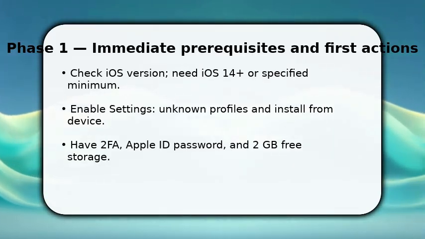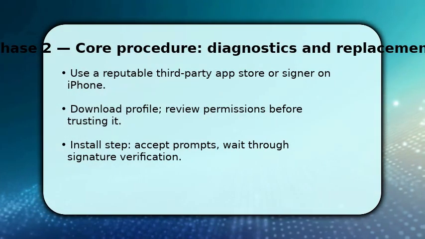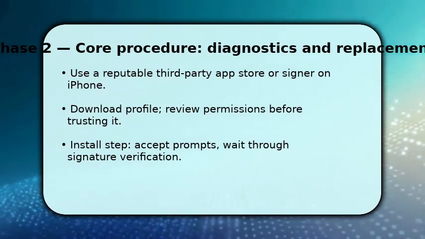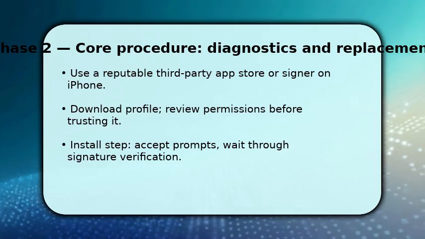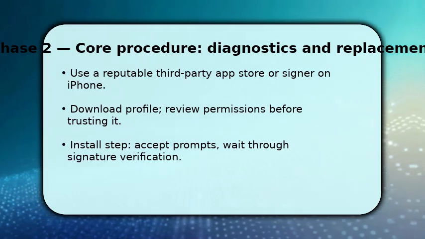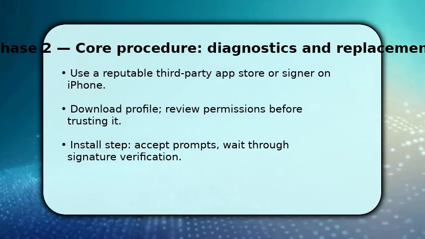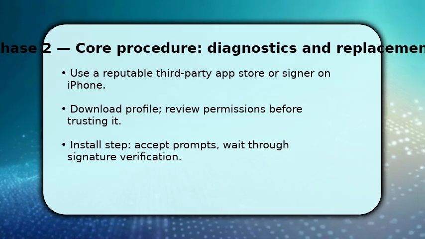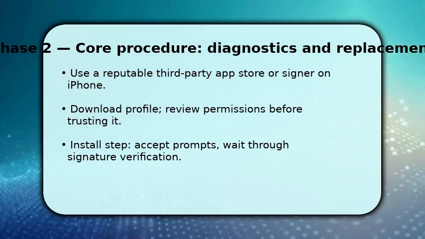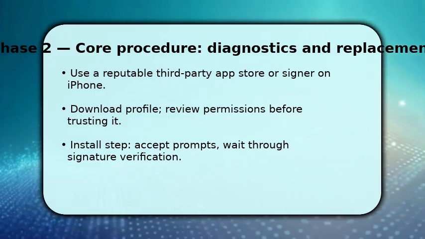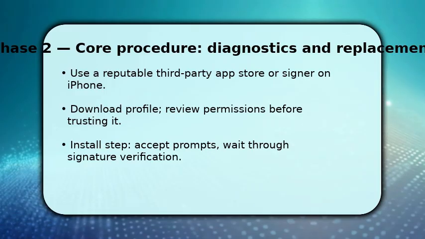Now proceed to the app source. You will now fetch the Nugget iOS package from a trusted mobile signer or alternative app store directly on your device. Tap the download link, then open the profile in Settings and inspect permissions. This is critical for security. After trusting the profile, return to the installer and follow on-screen prompts. Allow any configuration requests. During signature verification, be patient. This can take a minute.